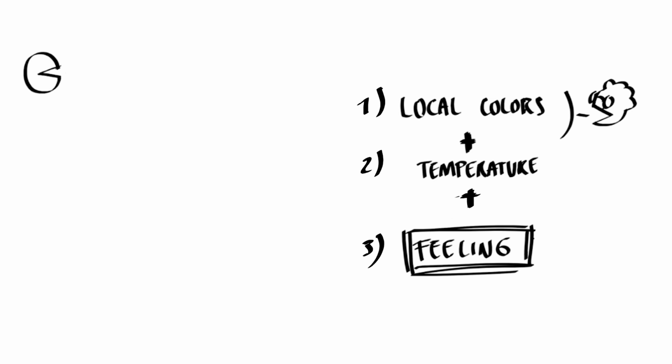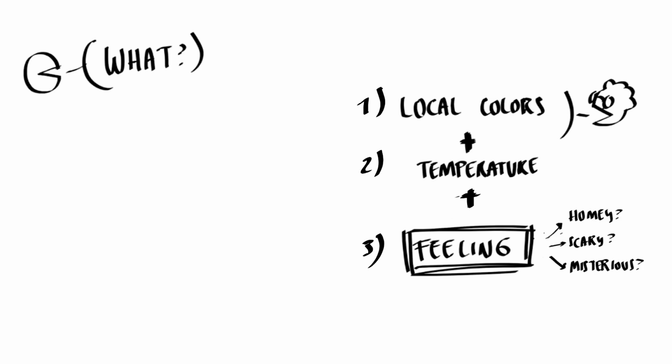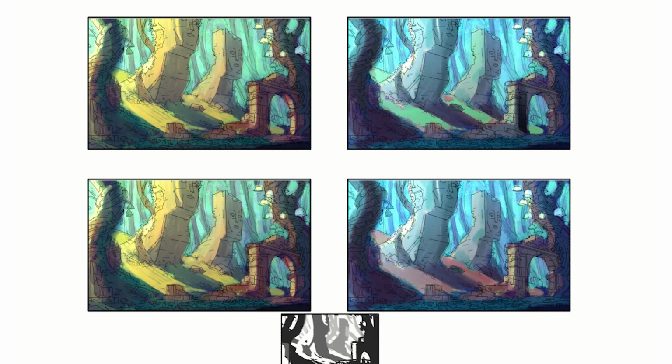Now you may ask again, what the? And I will answer you with a question. Do you want the scene to feel homey, scary, or mysterious? And again, if you feel lost, just look up for some reference. Anyway, with this in mind, we can start with the color thumbs. These are color explorations that help us to find something that works well with this feeling we have in our mind.